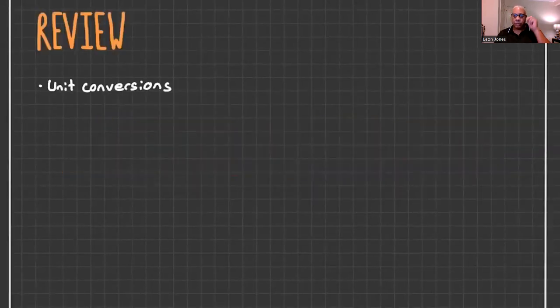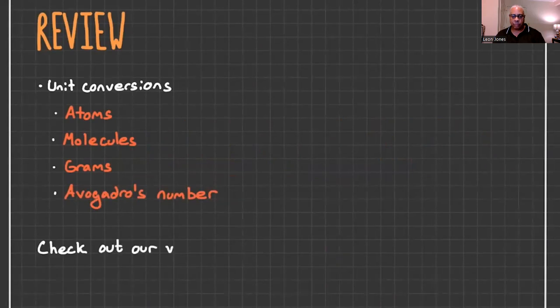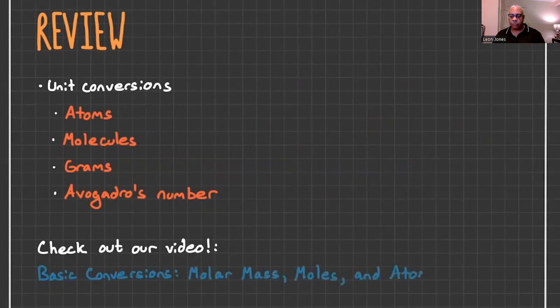First, let's go over some key terms and concepts. We'll be utilizing some basic unit conversions between things such as atoms, moles, and grams. And we'll be using conversion factors such as molar mass and Avogadro's number. If any of these terms look new to you, check out our video called Basic Conversions, Molar Mass, Moles, and Atoms. And then come on back here.